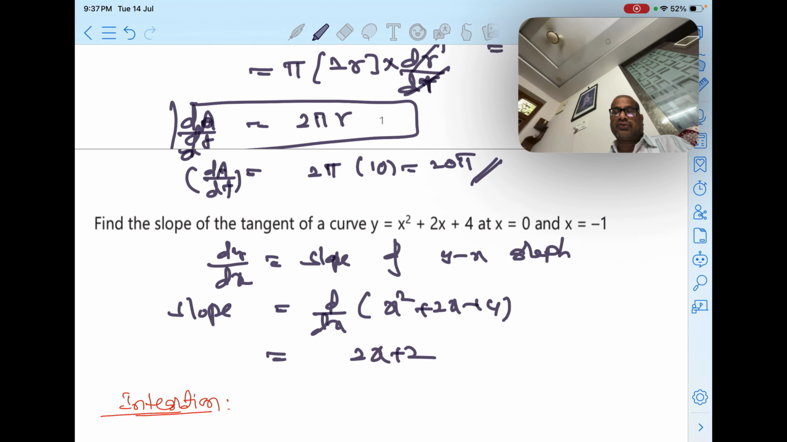Okay, if you take any curve, you have to draw the curve. Take some arbitrary curve. If you get, for x equal to 0, y is equal to 4. Like x is equal to 1, x is equal to 2, x is equal to 3.